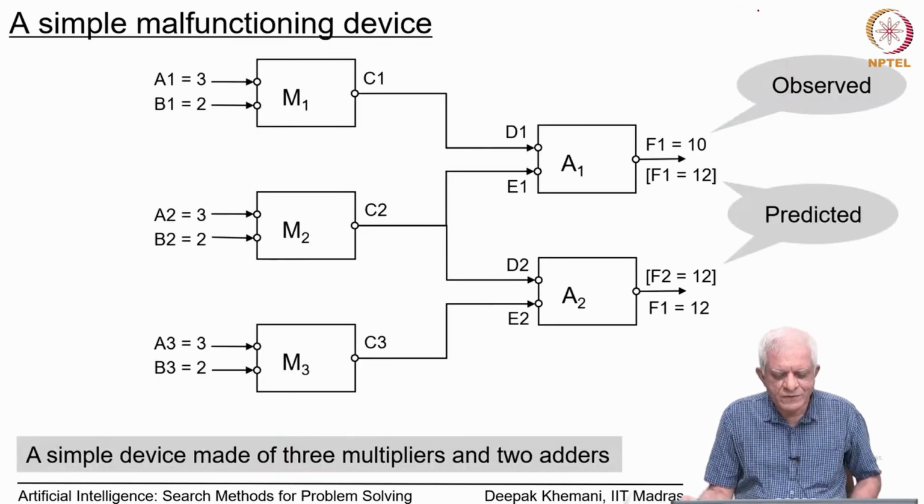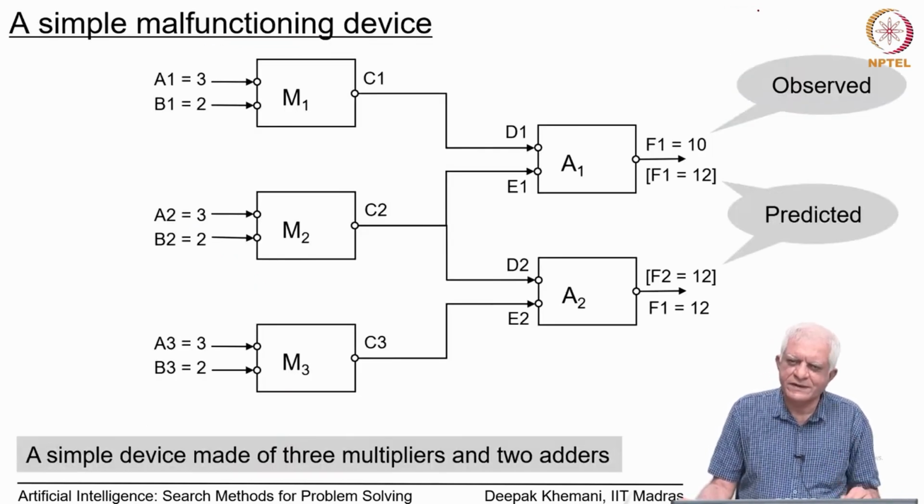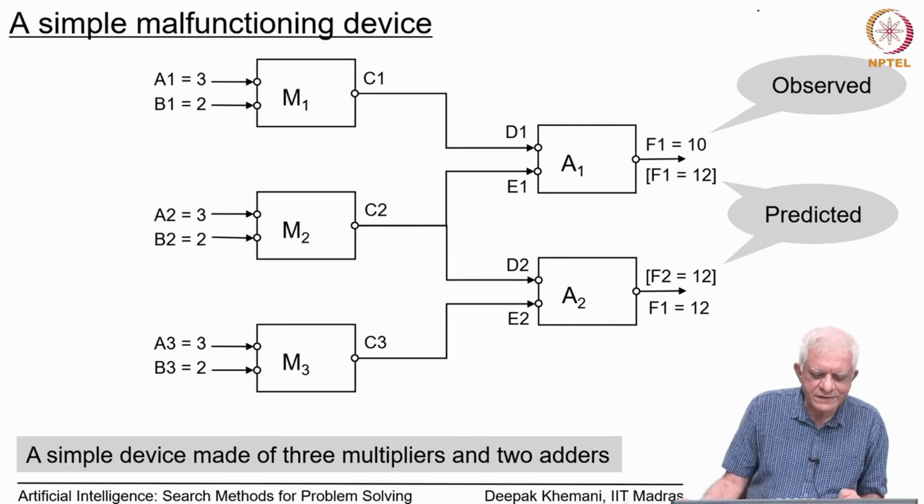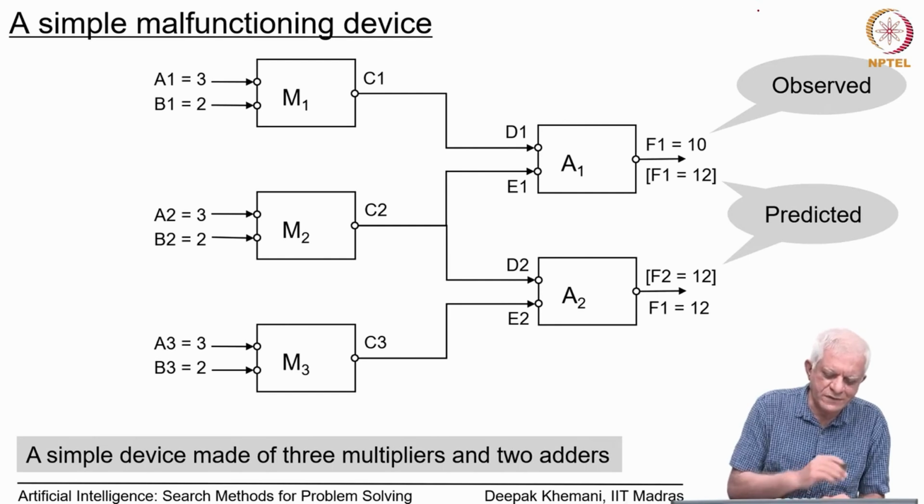Okay. So, what device are we talking about? Here is a standard example, you can find it in almost every textbook on model based diagnosis, and this is a simple malfunctioning device. As you can see, there are 3 multipliers M1, M2 and M3 on the left. Each of them has got 2 inputs and they happen to be the same in this case, 3 and 2, 3 and 2, 3 and 2. The 3 multipliers feed into 2 adders. As you can see, M1 and M2 feed into A1 and M2 and M3 feed into A2.